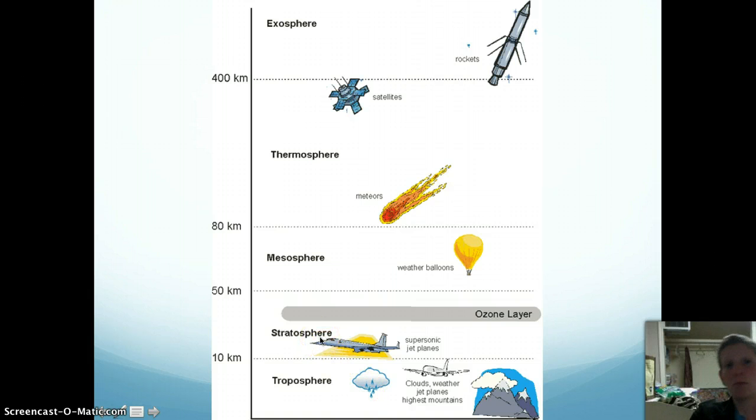Although, with that said, an important point and something you need to know for the quiz is that the ozone layer lies within the stratosphere. And the ozone layer is not something we've talked about much yet, but it will be an important connection to solar radiation and how damaging rays from the sun don't hurt us on Earth. So you need to know for your quiz that the ozone layer is within the stratosphere.